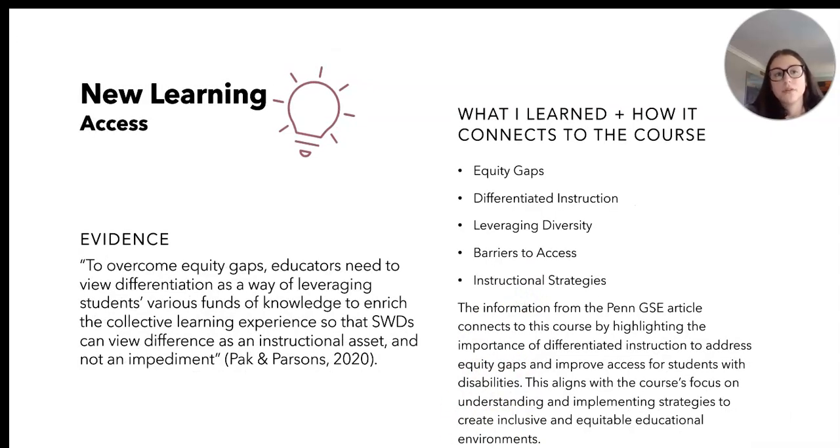And then the last part of the new learning section covers the access portion of this course and this assignment. So what I learned and how it connects are the equity gaps, the differentiated instruction, the leveraging diversity, barriers to access, and instructional strategies. So the information from this article connects to the course by highlighting the importance of differentiated instruction to address equity gaps and improve access for students with disability. This aligns with the course's focus on understanding and implementing strategies to create inclusive and equitable educational environments.